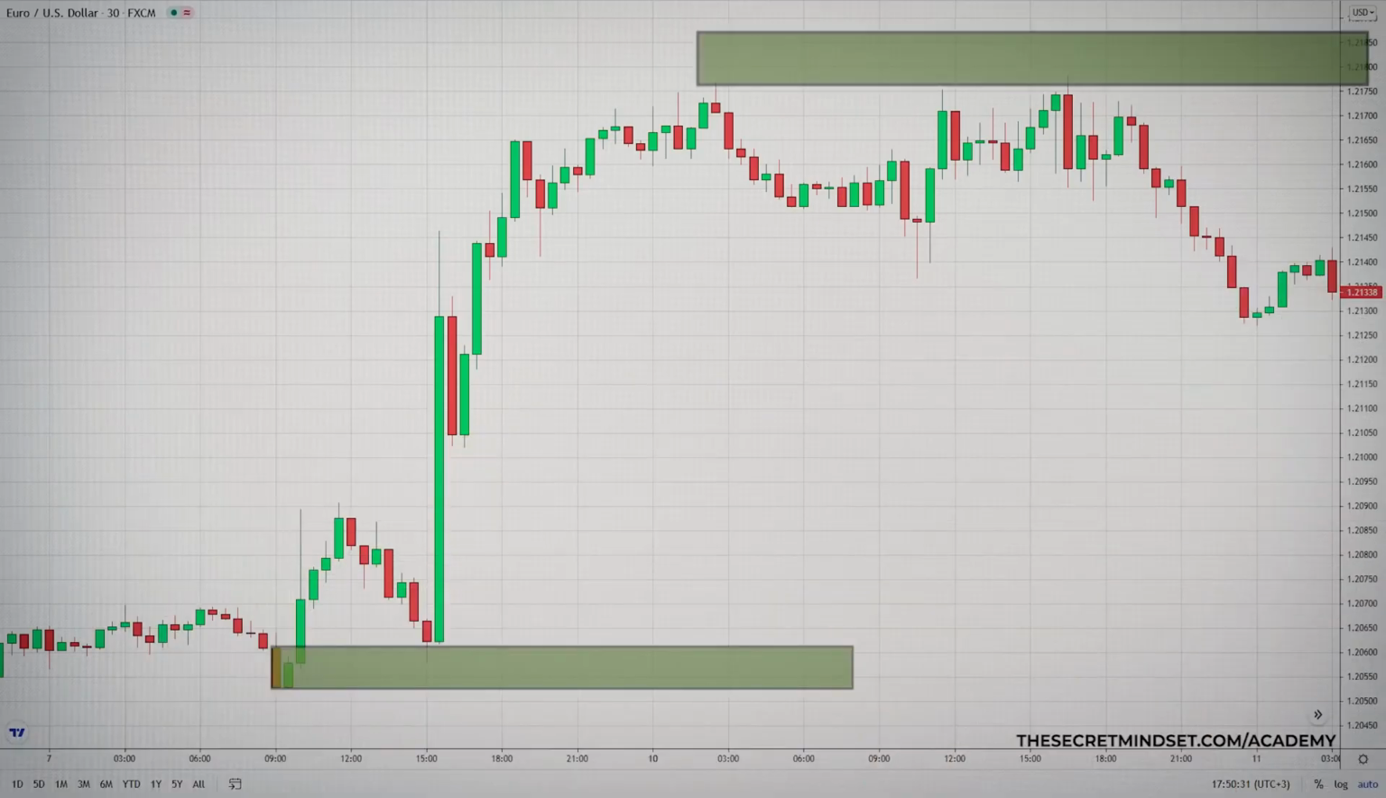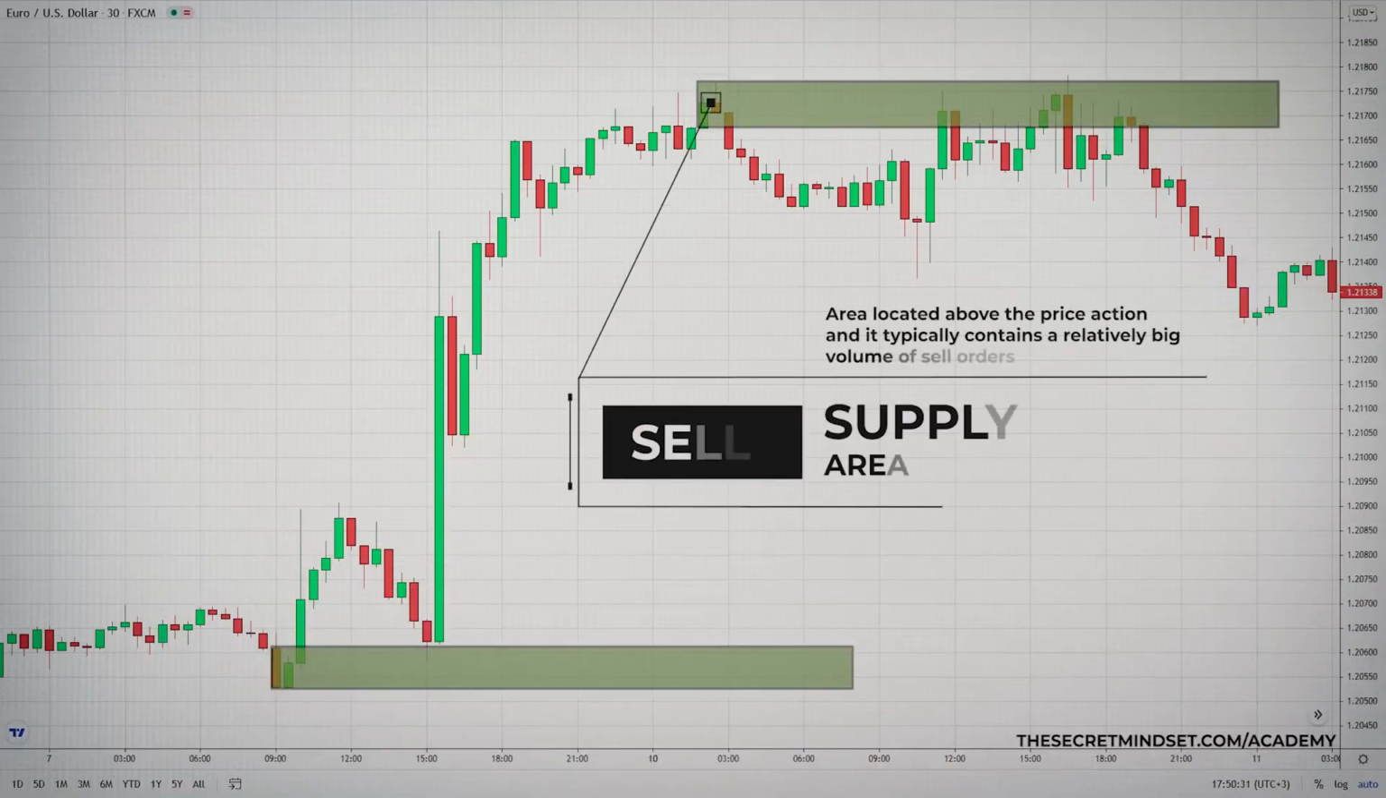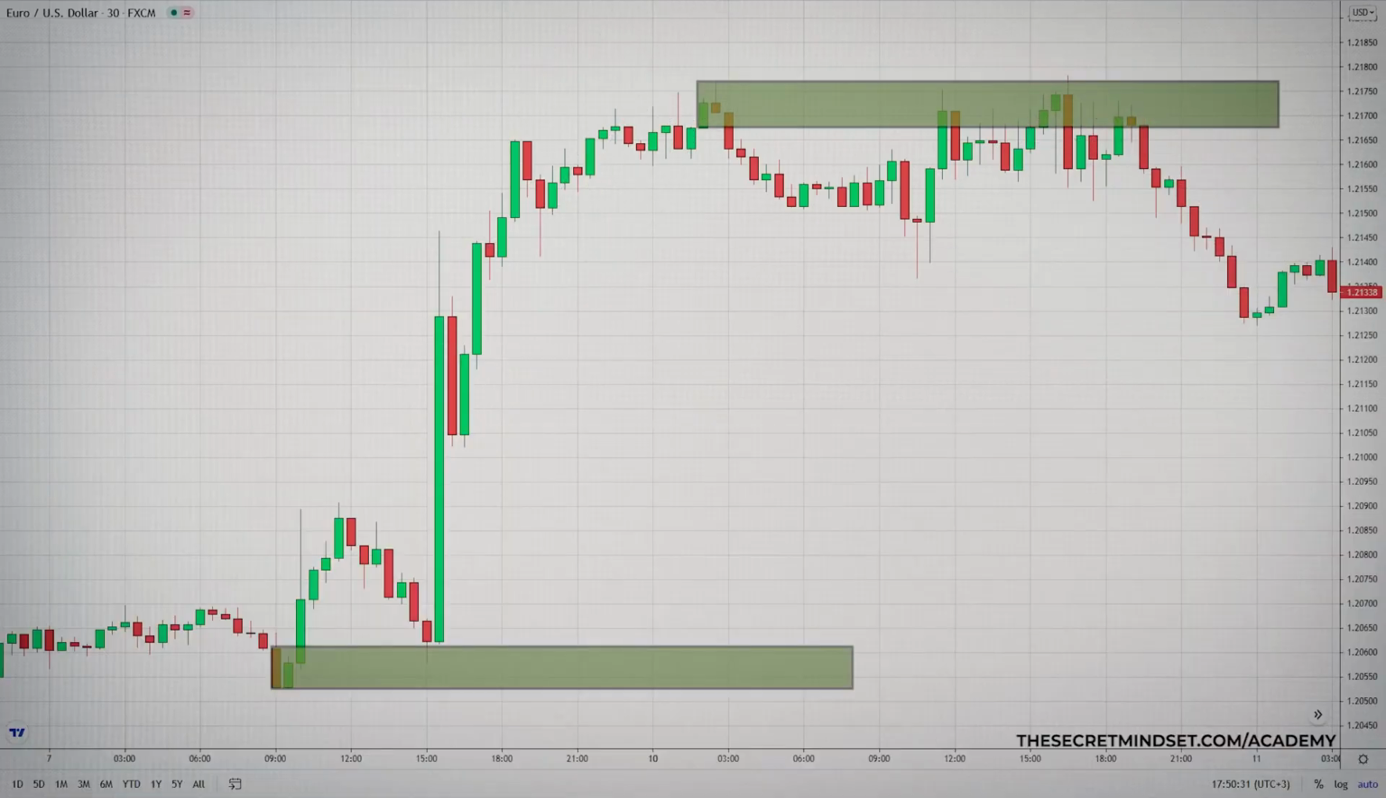The supply zone is the exact opposite of the demand zone. The supply area is located above the price action, and it typically contains a relatively big volume of sell orders. When a price action reaches this level, the price reverses to the downside.